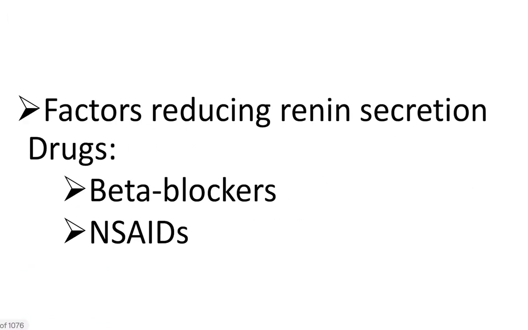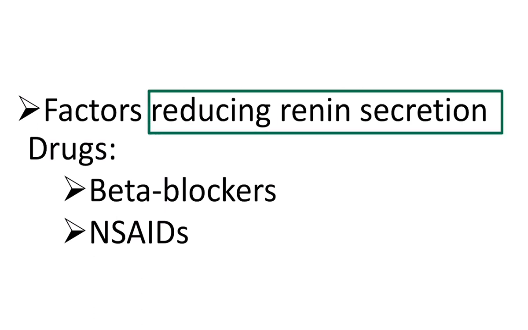Some drugs also reduce the secretion of renin, one of them is the beta blocker. Because the beta receptor is present in the kidney, when a beta blocker is given, it blocks the juxtaglomerular cells, and it reduces the secretion of renin by the kidney. Also NSAIDs are another drug which reduce the secretion of renin.